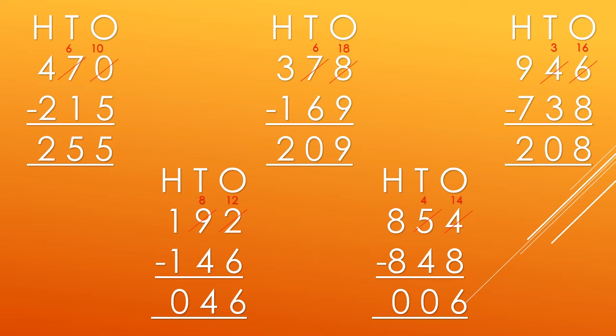Next example is 854 minus 848. Children, we cannot subtract 8 from 4, so we will borrow. 5 becomes 4 in tens place and 4 becomes 14 in ones place. 14 minus 8 is equal to 6. Now 4 minus 4 equals 0 and 8 minus 8 equals 0. So 854 minus 848 is equal to 6.